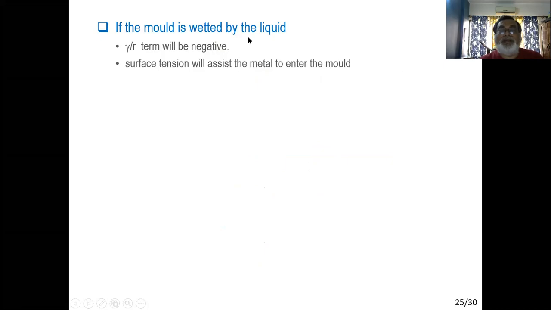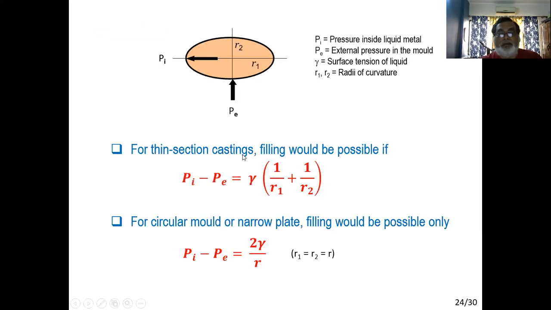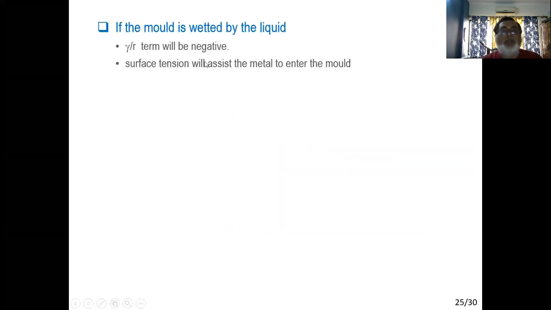So if the mold is wetted by the liquid, that means wetting means there is no resistance. In that case, this term becomes negative. If this term becomes negative, then if we move this from the right side to the left side, it becomes positive. So Pi plus this term. That means it is helping liquid to enter into the mold. So if the liquid metal wets the mold, this term becomes negative and liquid metal can easily enter into the mold cavity. This is not the general case.